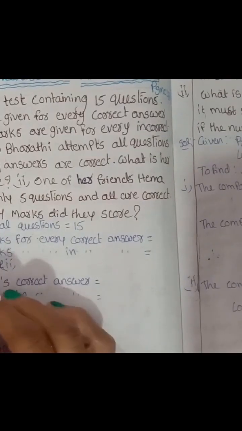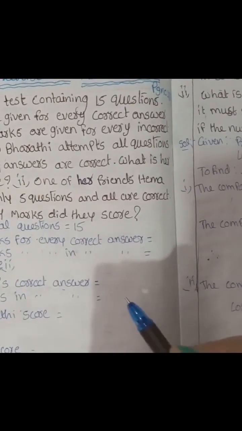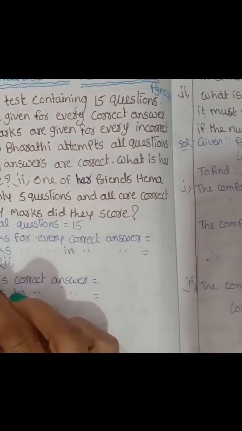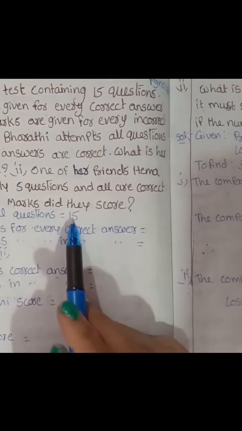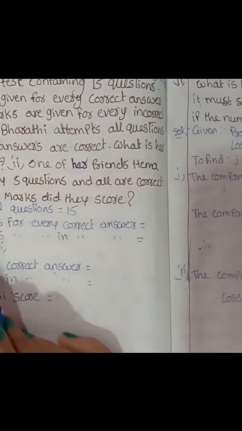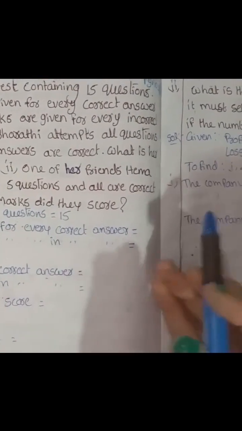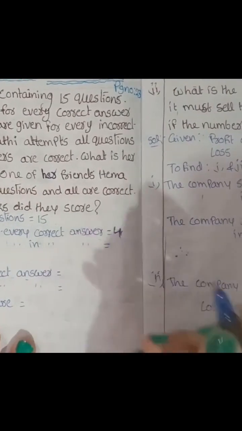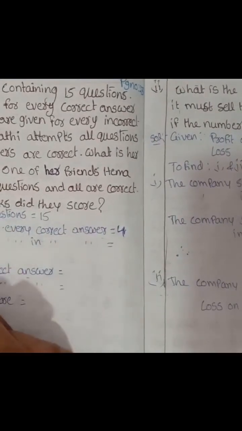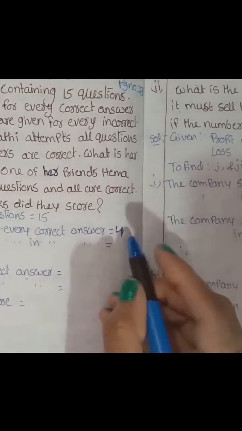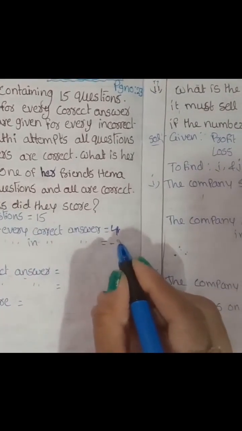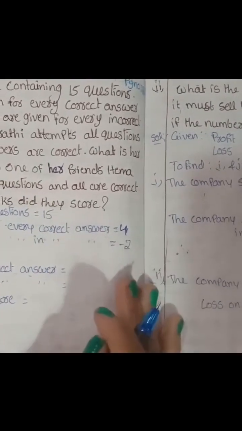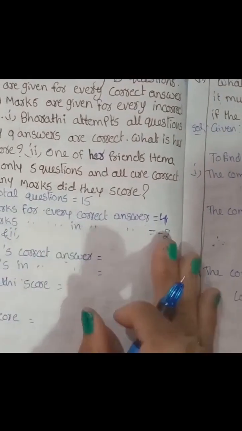First of all, the given data we write in our given problem only. First is the given data. Total questions is equal to 15 only. Marks for every correct answer are equal to 4 marks. Okay? Next, marks for every incorrect answer are -2 only. Next, to find the first and second bit only.